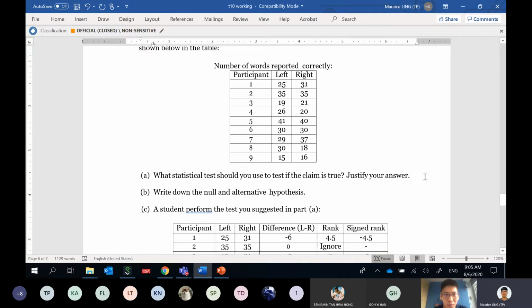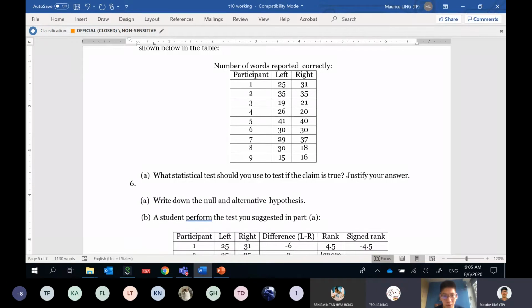Okay, so what test will you do? Let's try from the bottom now. Okay, Jianing. Wilcoxon signed rank test. Yeah, correct. It's the Wilcoxon signed rank test, because it's the same individual, so you get two readings.